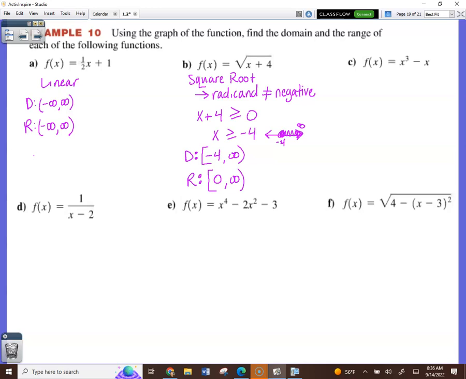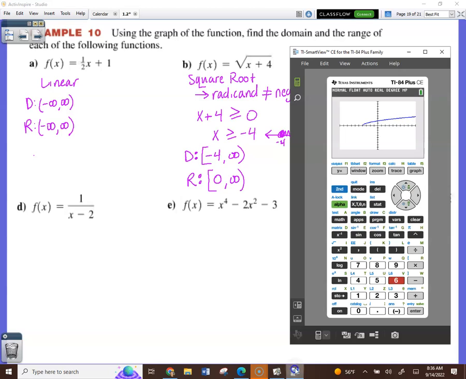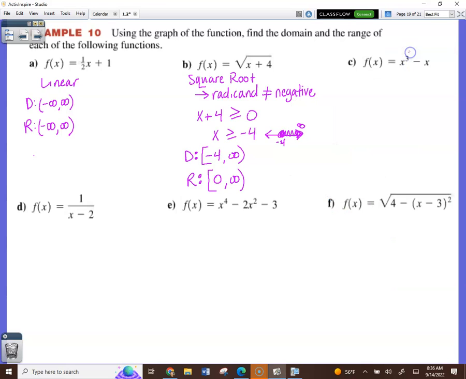So if you can't tell by looking at the calculator, plug your minimum domain value in, and then that'll give you the y value. Or you can go to table. And you can see if you plug negative 4 in, yes, you do get 0. So if you get an answer, it's in there. It's good to go. What about C? What is that?